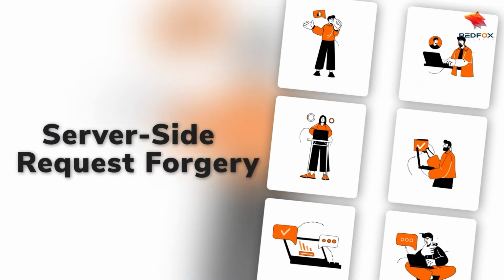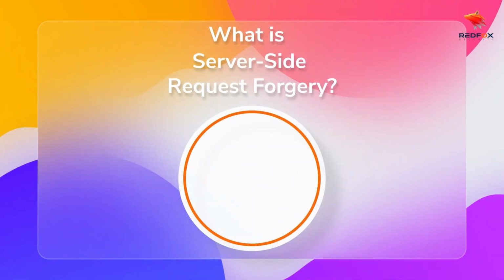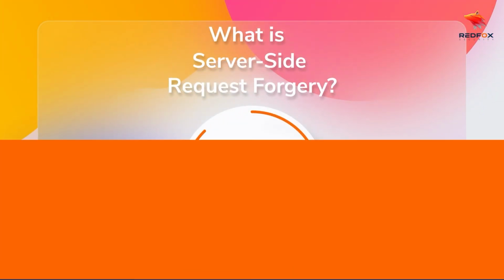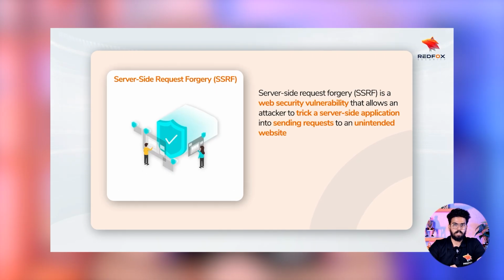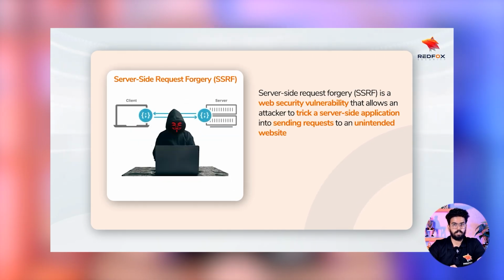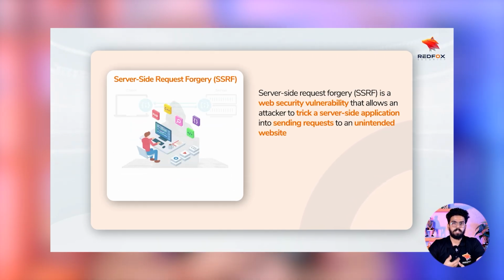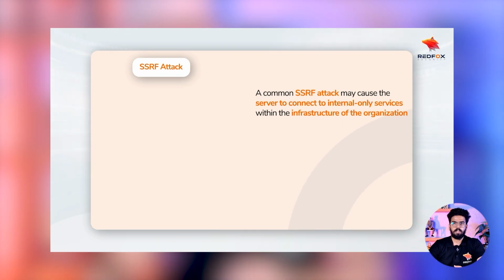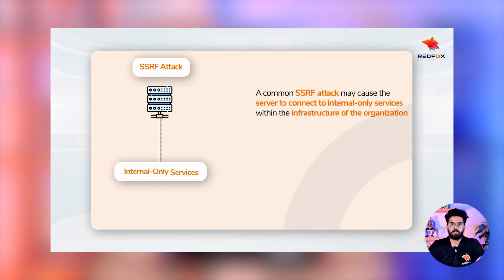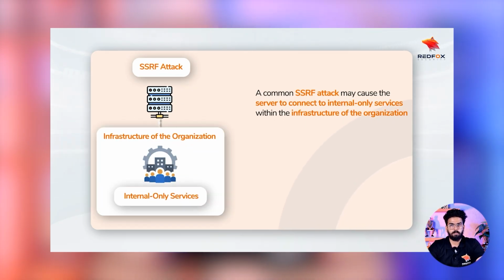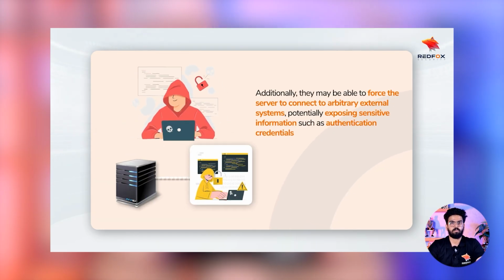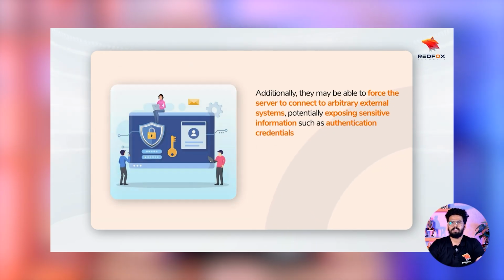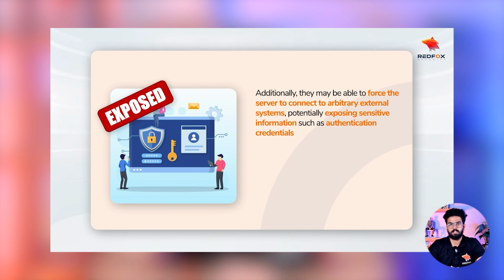Server-side request forgery. Let's first gain an understanding about server-side request forgery. Server-side request forgery is a web security vulnerability that allows an attacker to trick a server-side application into sending requests to an unintended website. A common SSRF attack may cause the server to connect to internal-only services within the infrastructure of the organization. Additionally, they may be able to force the server to connect to arbitrary external systems, potentially exposing sensitive information such as authentication credentials.